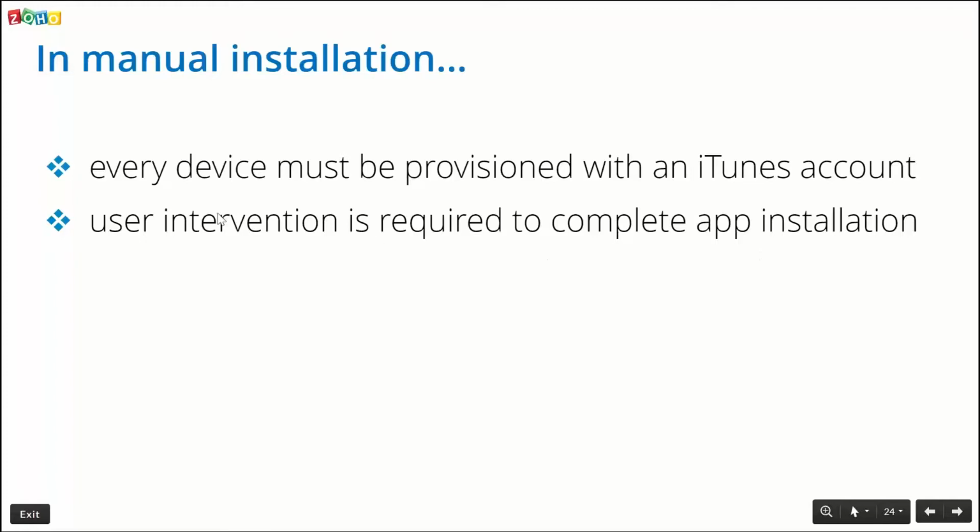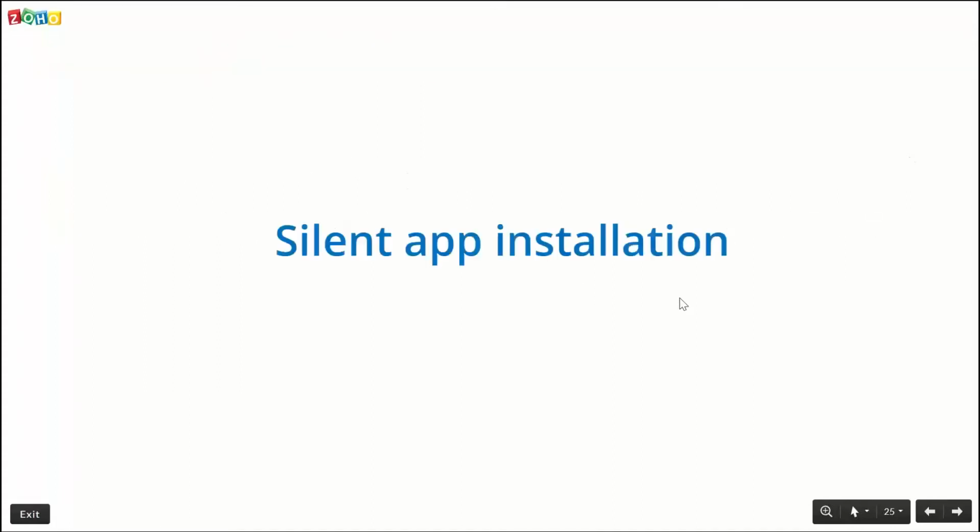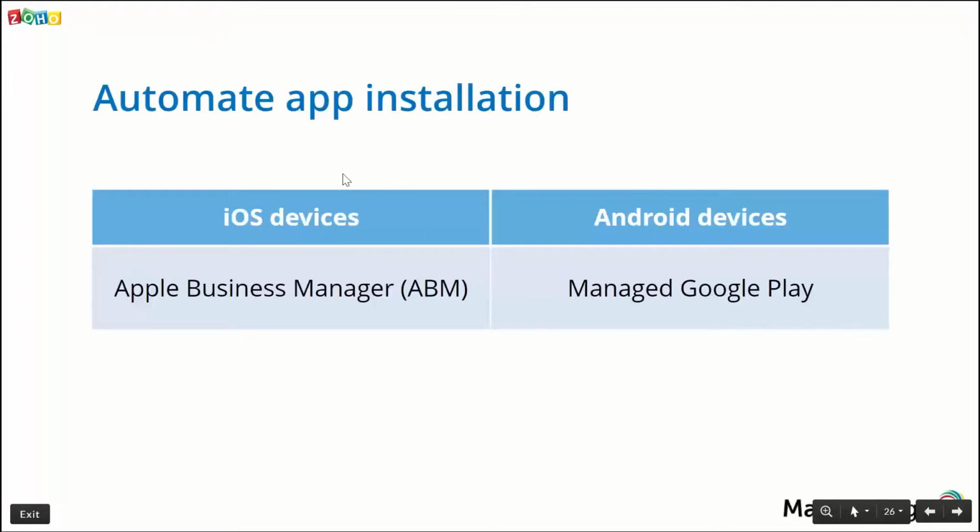Let's say you do not want your users to intervene in this app installation process. So for this, Mobile Device Manager Plus allows you to silently install apps on your devices. So you can automate the entire app installation process by making use of Apple Business Manager for your iOS devices or Manage Google Play for your Android devices. So both of these methods will help you facilitate silent app installation.